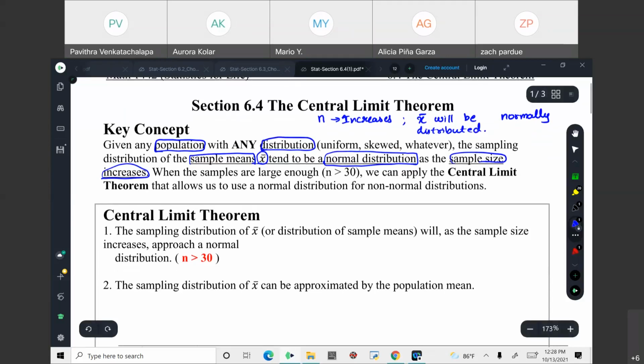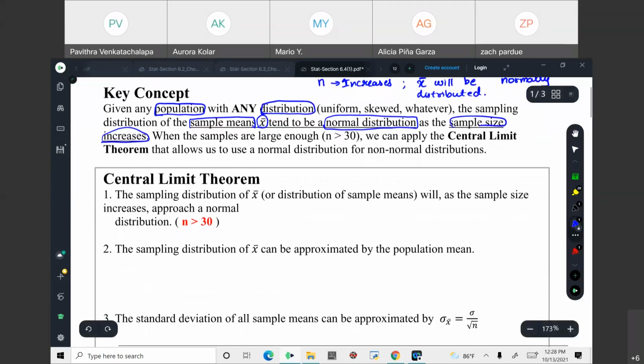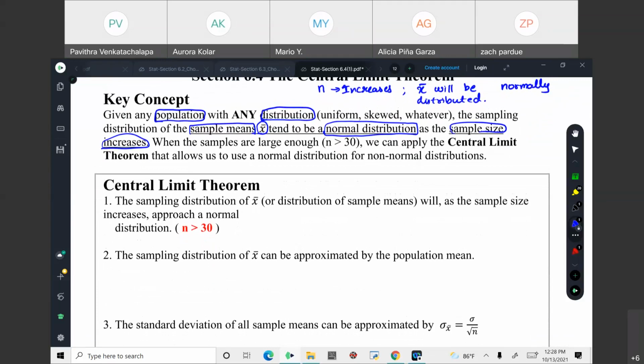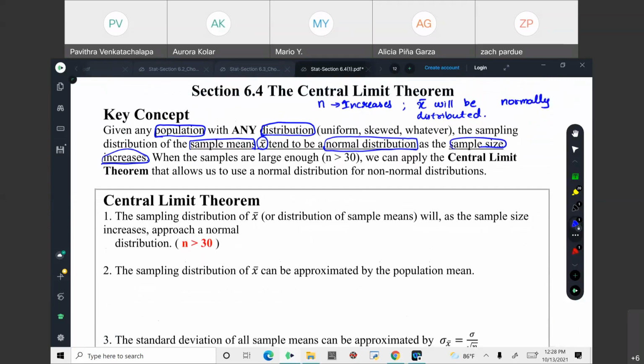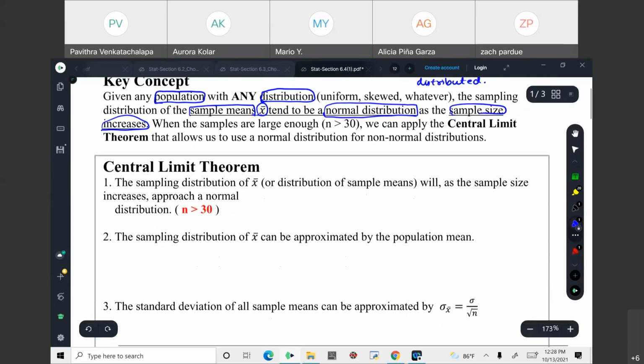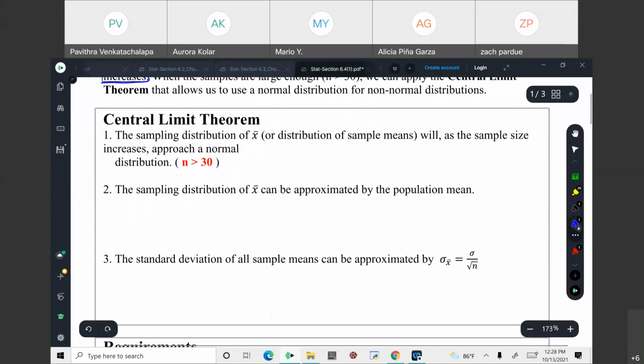Okay, so when n increases, the sample mean will be a normal distribution. Now I told you that it has to be a sample, and for this theorem to hold, the sample size has to be greater than 30. Now 30 is like an experimental number where they say that when the sample size is more than 30, this theorem will hold. You can use this theorem only if your sample size is greater than 30. Okay, now let us study more about this.